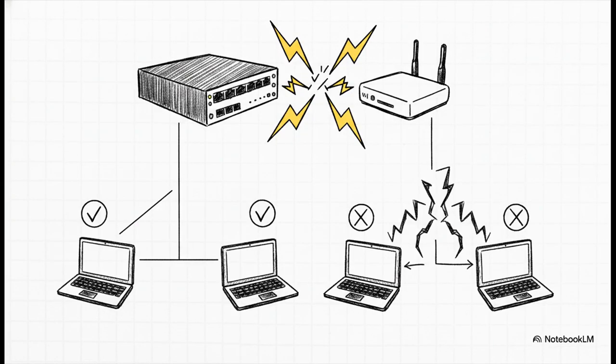Just picture the reality of a rogue DHCP clash. You essentially have two routers screaming over each other, desperately trying to hand out IP addresses to literally any device that will listen. This creates an absolute nightmare scenario.